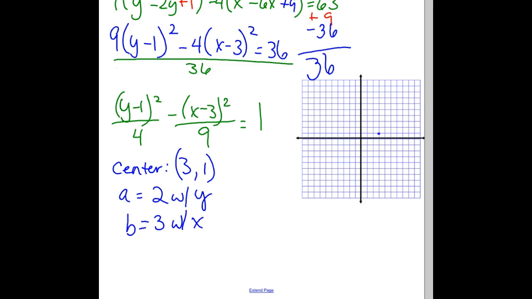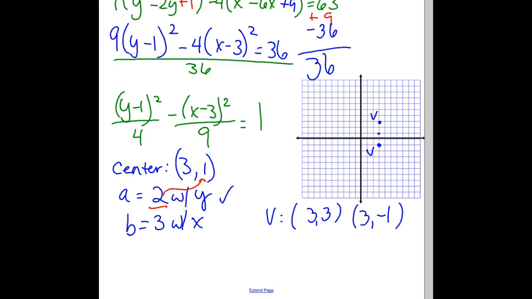So let's go to our graph. We're going to go up and down 2, right? Y direction, 2 spaces up, 2 spaces down. And what do we label those? Vertices? Okay, so what are the vertices? What are the coordinates? Right? So we basically took our 2 here and we added and subtracted it to our y coordinate.